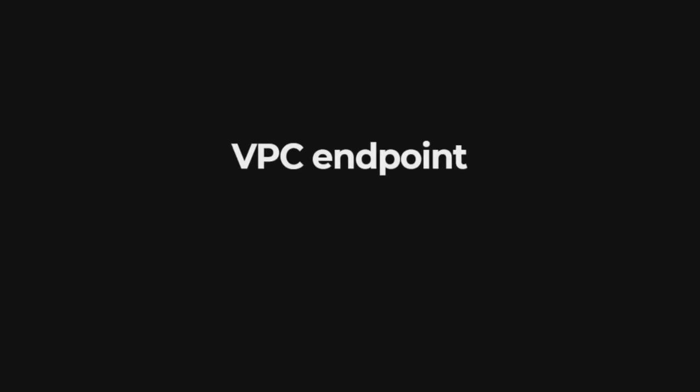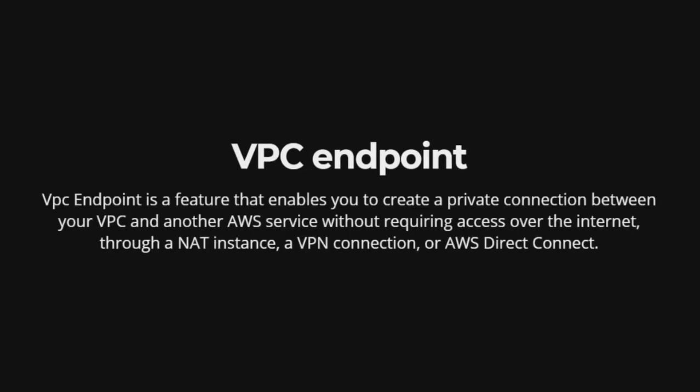VPC endpoint. VPC endpoint is a feature that enables you to create a private connection between your VPC and another AWS service without requiring access over the Internet, through a NAT instance, a VPN connection, or AWS Direct Connect.